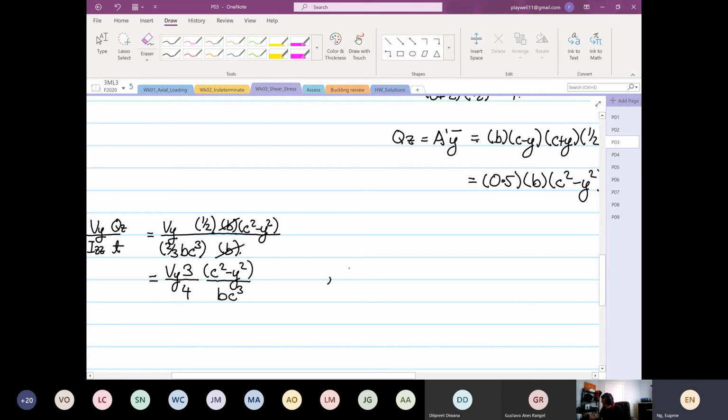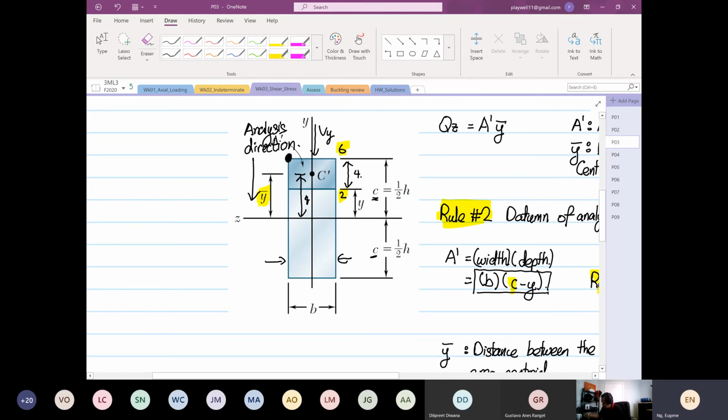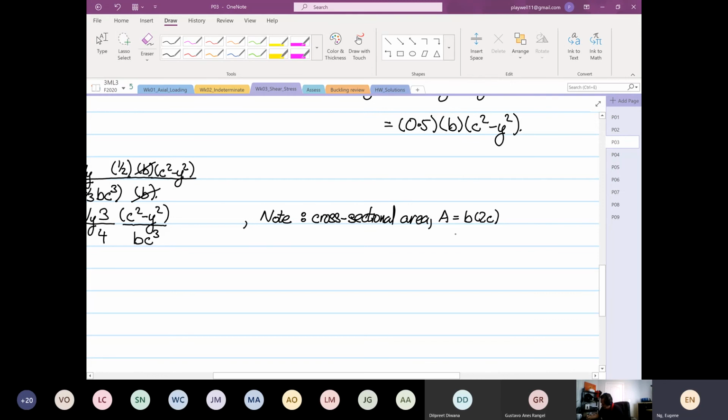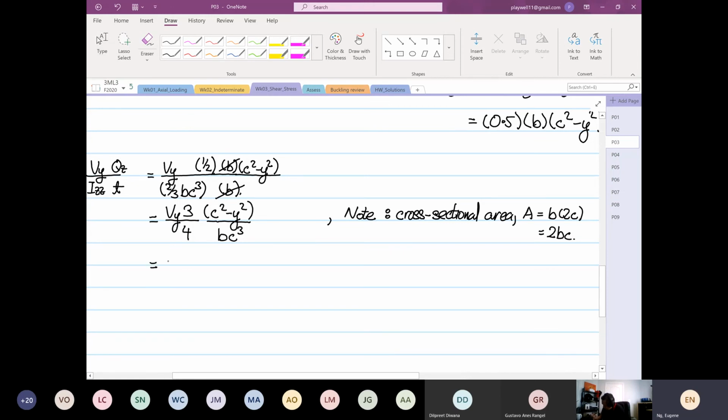And then I'm going to declare a note. I'm going to make a bit of changes. Note that the cross-sectional area, I'm going to call A the cross-sectional area, is equal to B multiplied by 2C. Why multiply by 2C is because the height is C at the top, C at the bottom, so it's 2C. So this is equal to 2BC. I'm going to rearrange this term until I get 2BC. So this is Vy 3 C squared minus Y squared. I'm going to take out the 2 and put a 2BC over here.